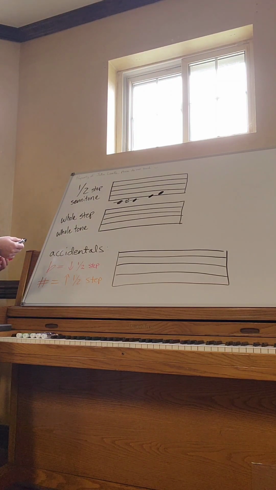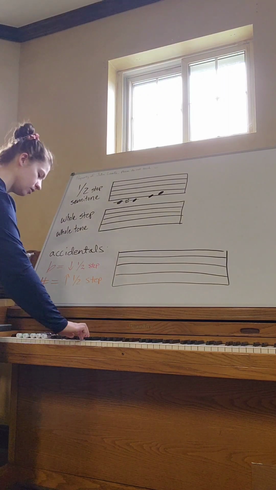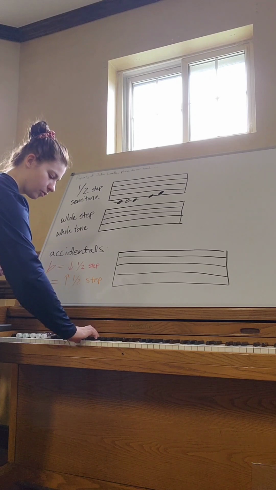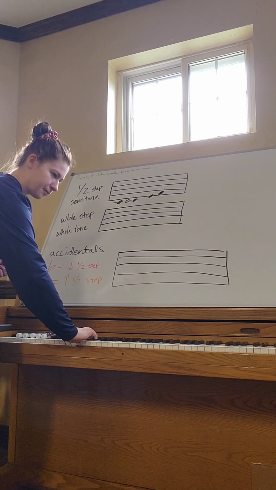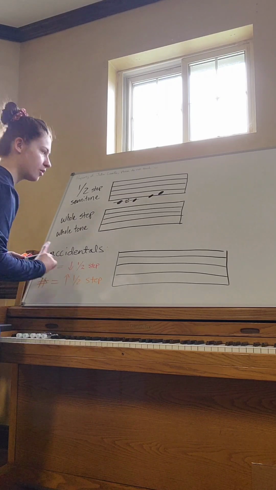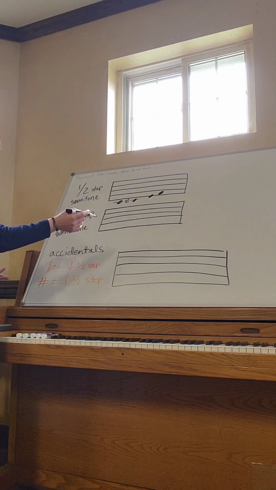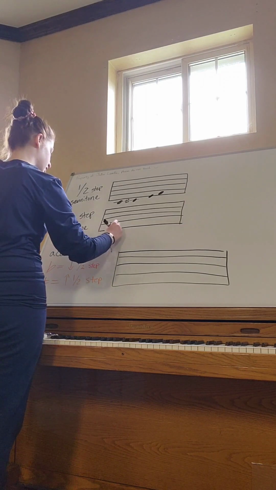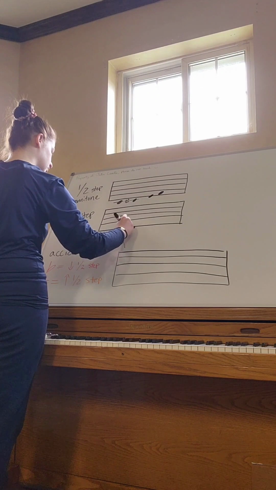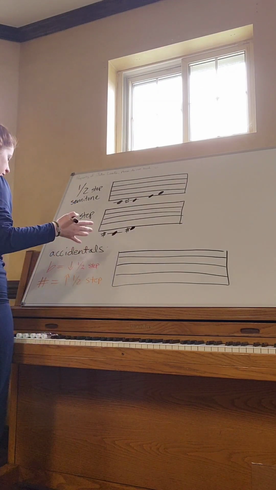A whole step or a whole tone is the same as two half steps. From three keys on the keyboard: 1, 2 is a half step. 1, 2, 3 is a whole step. And that looks like C sharp to D sharp or G to A.